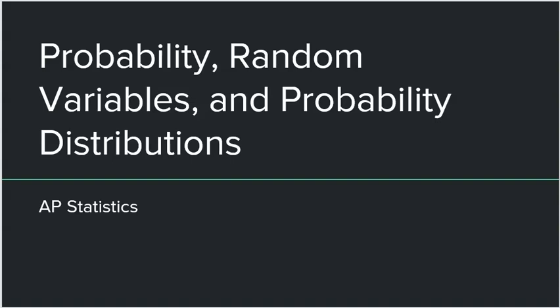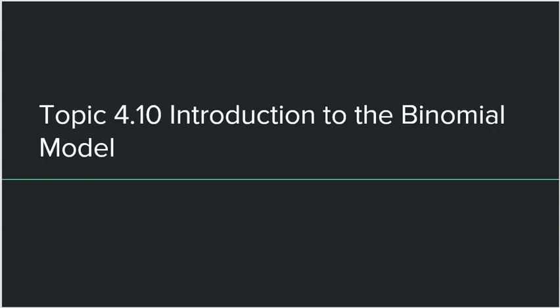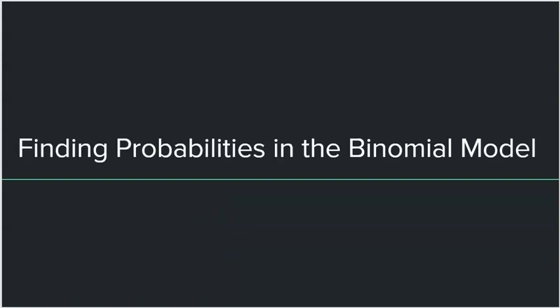All right, welcome to Unit 4, Probability, Random Variables, and Probability Distributions. This is a continuation of Topic 4.10, Introduction to Binomial Model, but this is Part 2. We are going to start to actually analyze, now that we know what the binomial distribution is all about, now that we're going to really find probabilities within the binomial model.